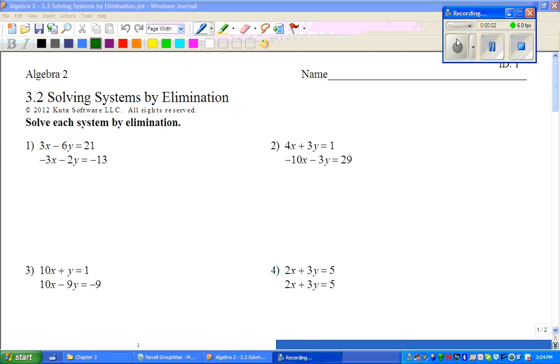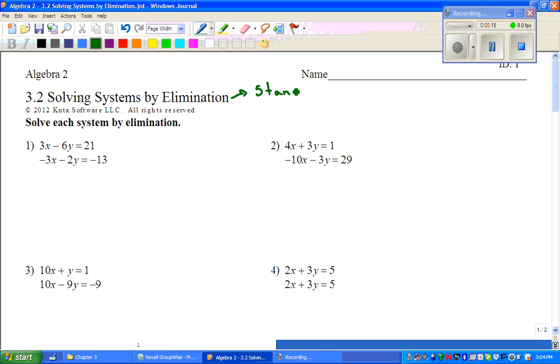All right, the last thing I want to talk about today for section 3.2 is solving systems by elimination, which is the third way to go ahead and solve systems. We talked about graphing, we talked about substitution. Elimination is the appropriate time to use when you have two equations that are in standard form.